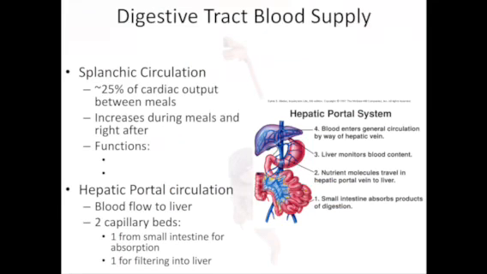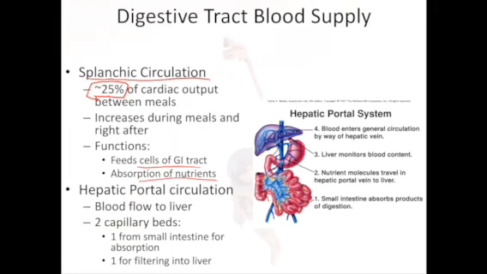Okay, so the digestive tract has a few special features to it. One of those features is the way that it gets blood. First of all, we have the splanchnic circulation. That's the blood supply to the digestive tract. Between meals, this takes about 25% of our cardiac output, so about a quarter of our blood goes here. So it takes a lot of blood. It's a lot of blood heading this direction normally. Okay, so this obviously feeds the cells of the GI tract as well as helps us absorb nutrients.